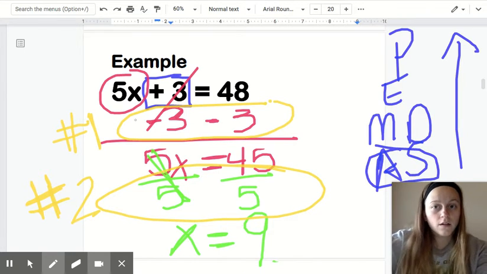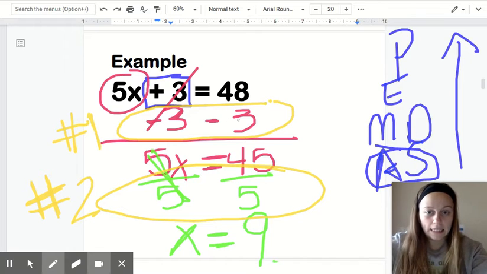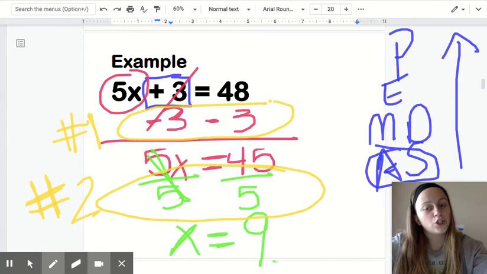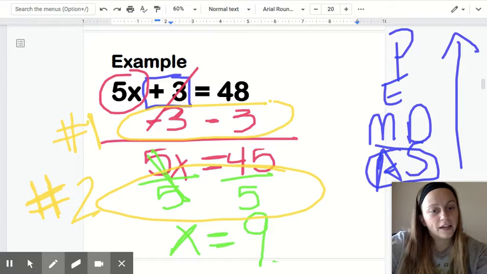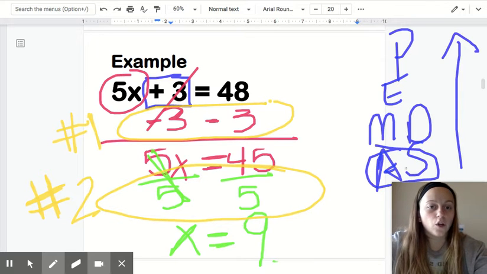Inverse number 1, which is the minus 3 on both sides, and then inverse number 2, which is the divide by 5 on both sides. We had to really figure out what type of math to get rid of first. So we looked at our order of operations backwards.